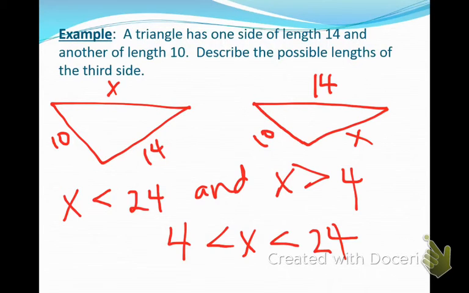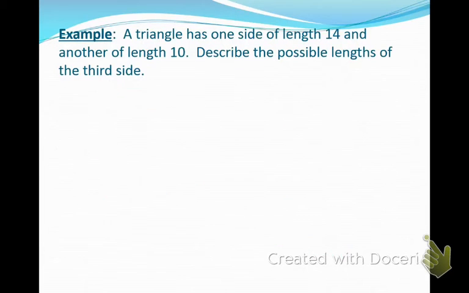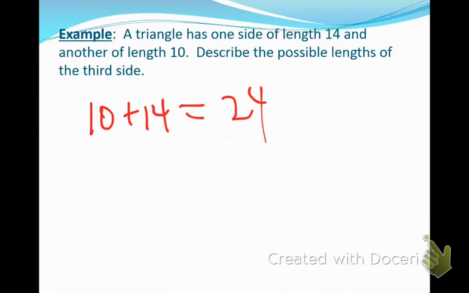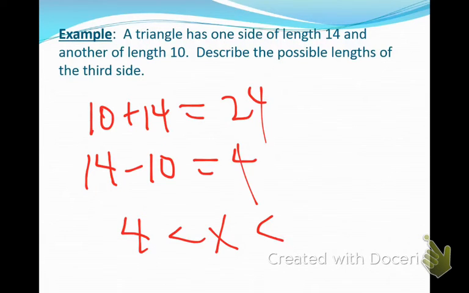If you have a problem like this, you can just think of it like this. Let's clear this out. And they give you possible lengths. You take 10 plus 14. That equals 24. Right? And then you subtract them. 14 minus 10 equals 4. Those are your numbers in your inequality. 4 less than x less than 24.